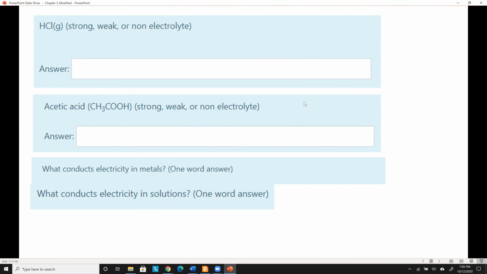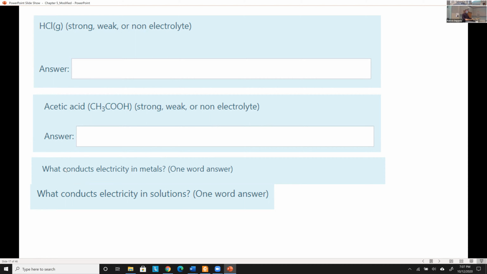So HCl, strong, weak, or non-electrolyte? These are homework questions. Good, strong, awesome. Strong electrolyte, HCl, right? Acetic acid, strong, weak, or non-electrolyte? Weak, good.